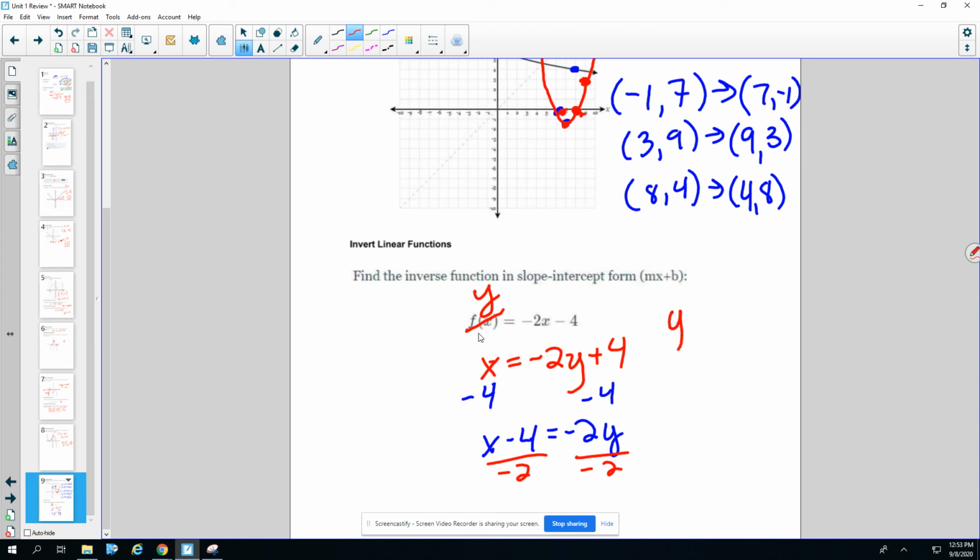And that gets me y equals, now I need to get it in mx plus b form. So I need to take this negative 2 and distribute it over the subtraction. So that's going to give me negative 1/2 x for my first term. And then I have 4, did I copy it down wrong?